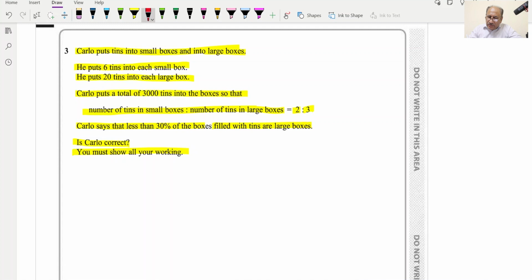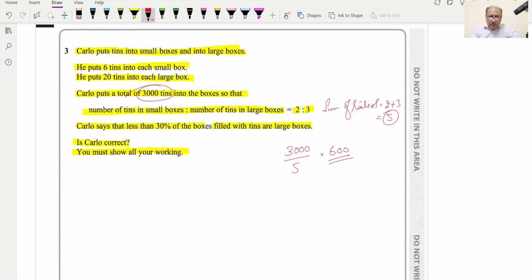So what we'll do, we'll check the sum of ratios. The sum of ratios is equal to 2 plus 3, and this is equal to 5. Now after getting the sum of ratios, we will divide the 3000 tins by the sum of ratios and we will get the value for one ratio part, so it will be 3000 divided by 5 and this will be equal to 600. So 600 for each ratio part.